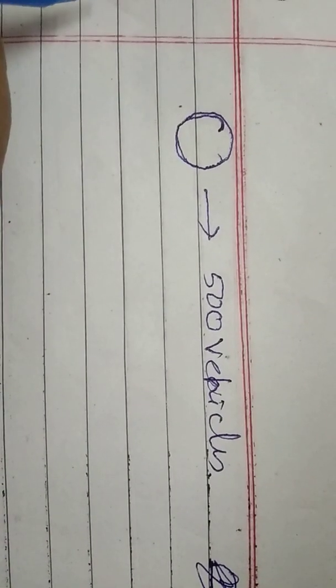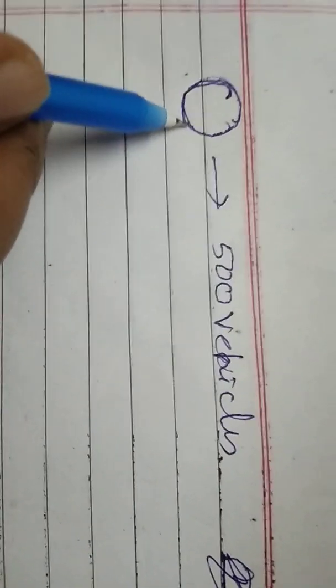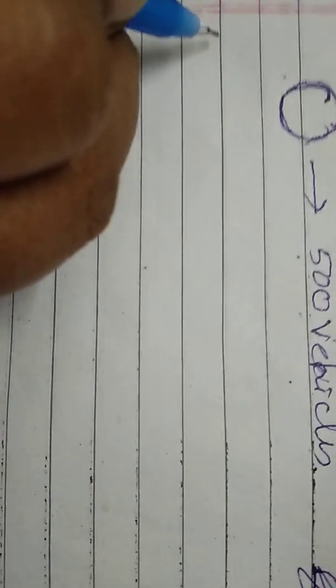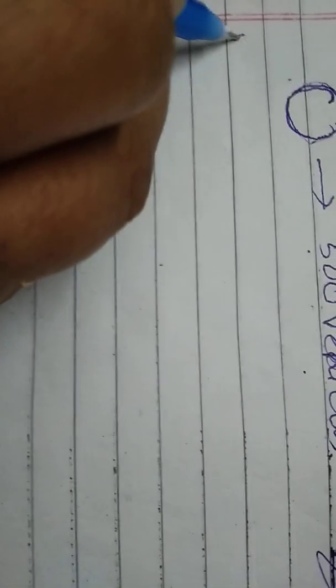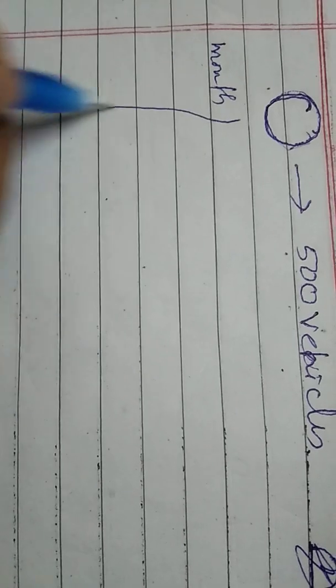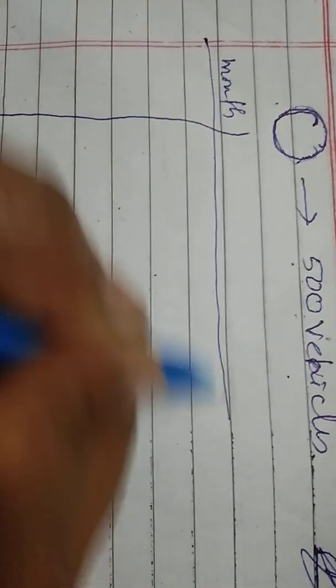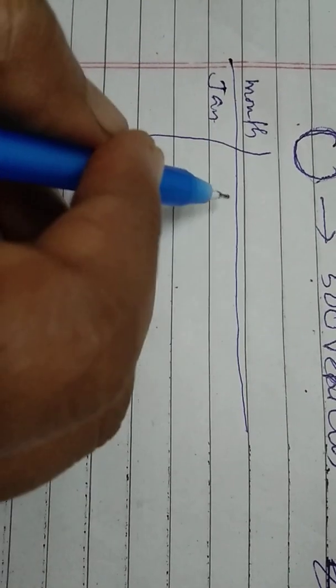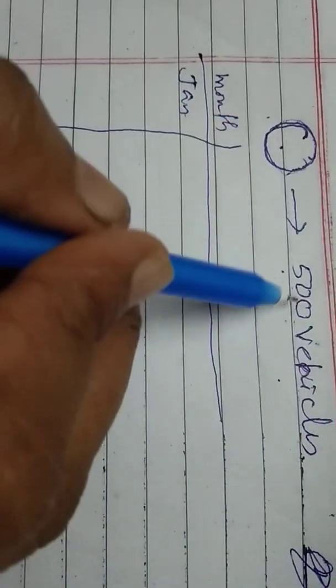Children, I cannot draw the picture of a car, so I am going to represent it using this circle. This circle represents 500 vehicles. For January, the first column for the month, we are drawing this as just a rough figure. For the month of January, the given data is 3000. One picture circle represents 500.